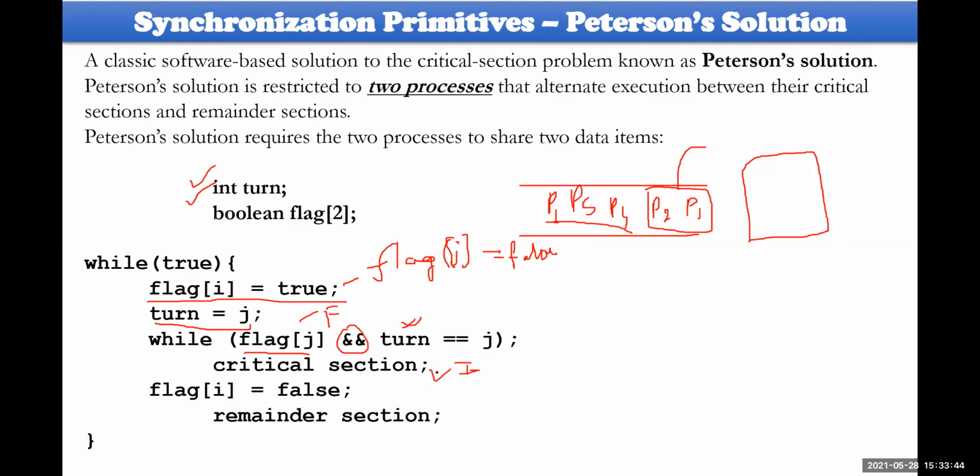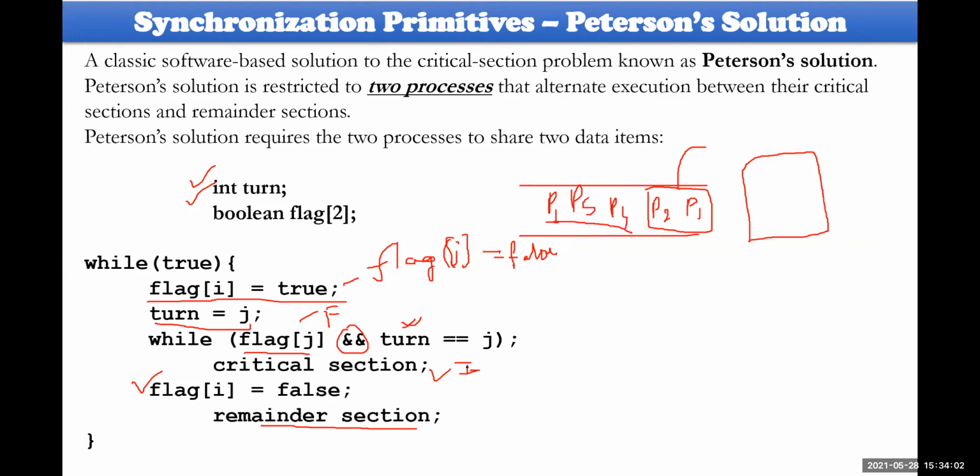After completion of the critical section, this is the exit section. In the exit section, flag of i will be set to false. When it becomes false, the turn of j will be taken, followed by flag of j becoming true. After that, it comes out of the critical section.